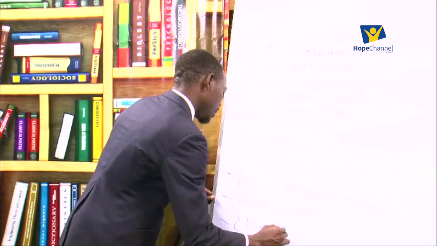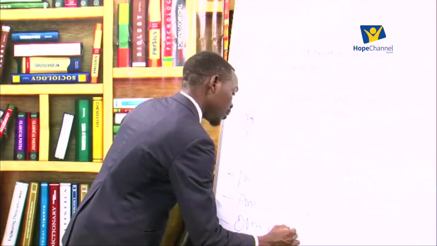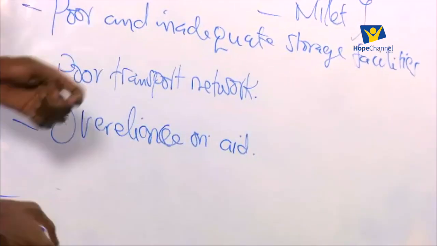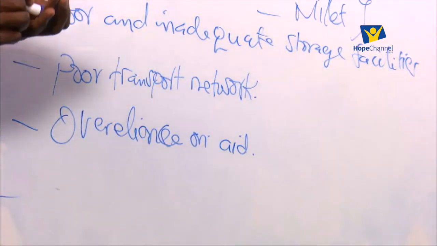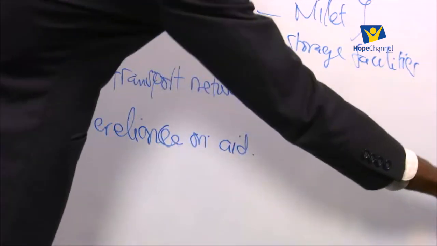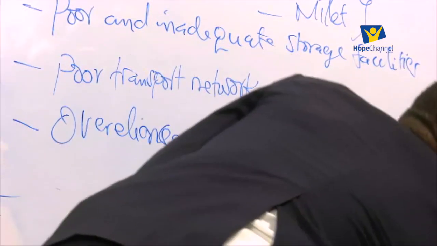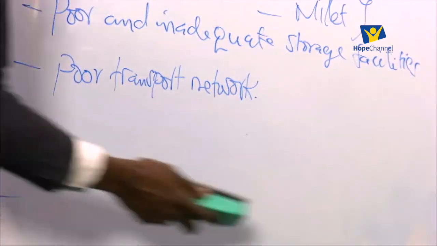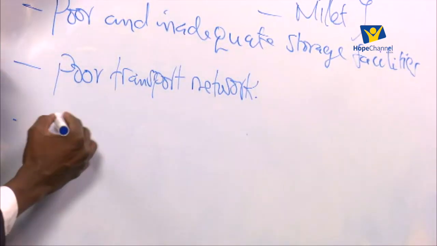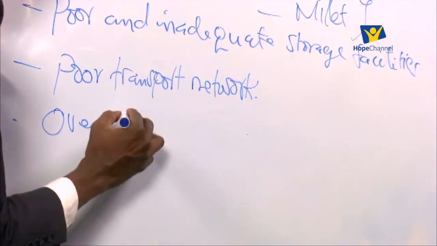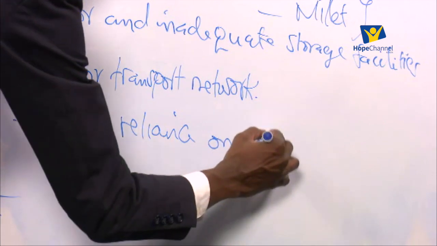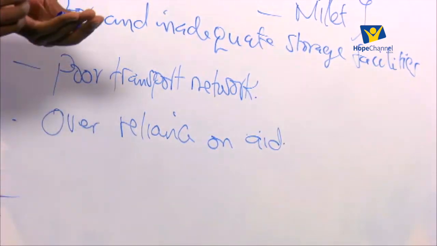Over-reliance on aid. So Africans have actually been made to over-rely. To over-rely is to over-depend. Over-reliance on aid. So Africans have relied too much.